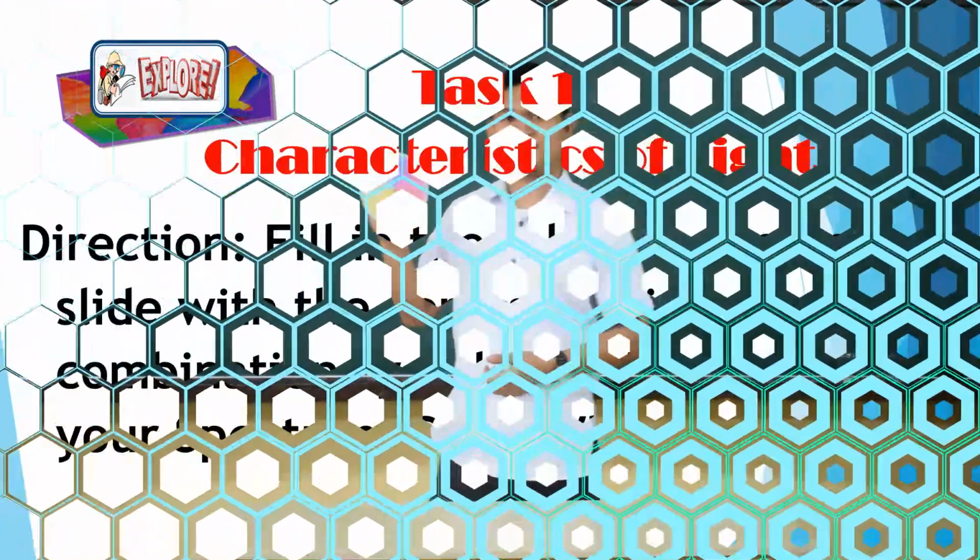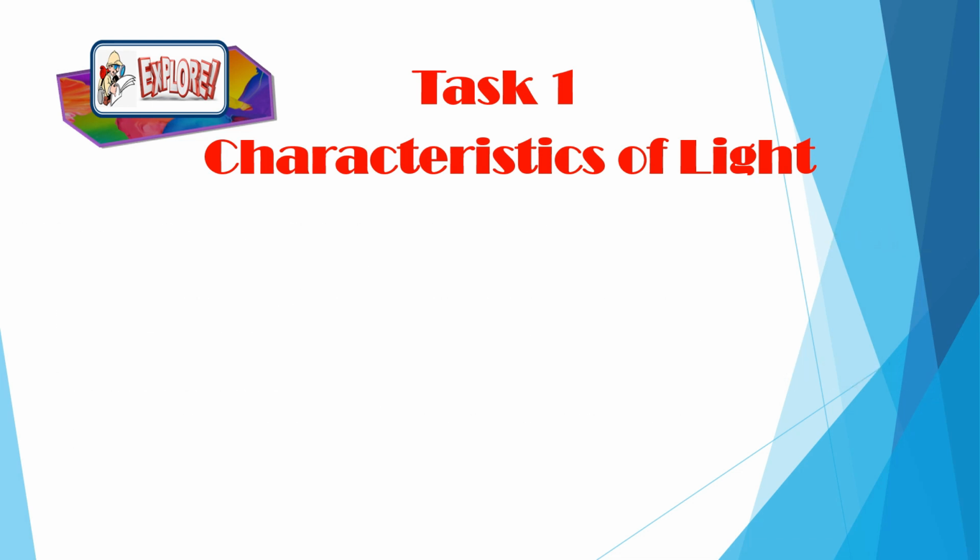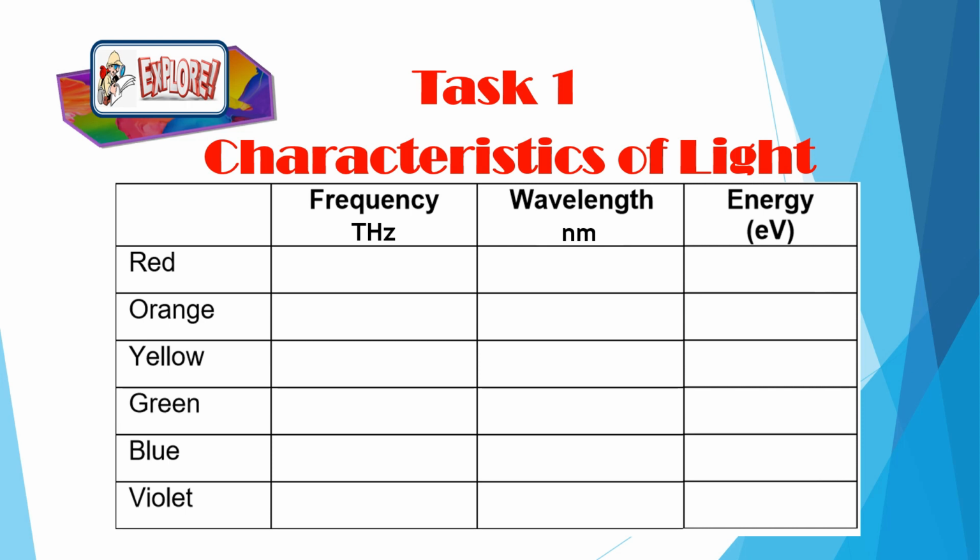Enjoy! For our first task, it is entitled Characteristics of Light. Direction: fill in the table on the next slide with the corresponding combinations you have observed using your spectrum color wheel. Draw this table in your activity notebook. In this, you will write the frequency, wavelength, and energy of the different colors of light. You can pause this video for a few minutes. Your answer to this will be collected and will be checked by your science teachers.